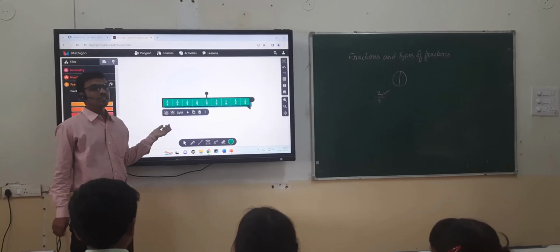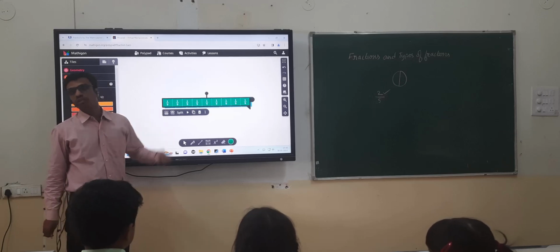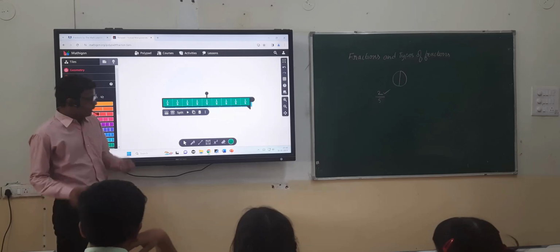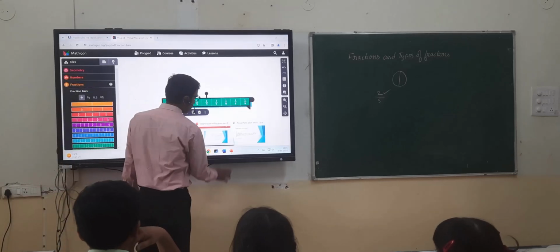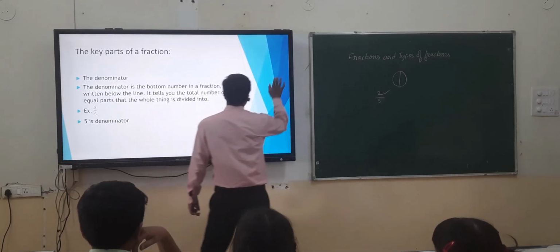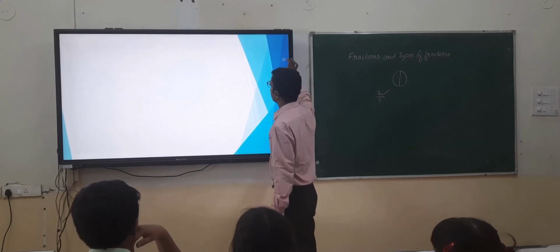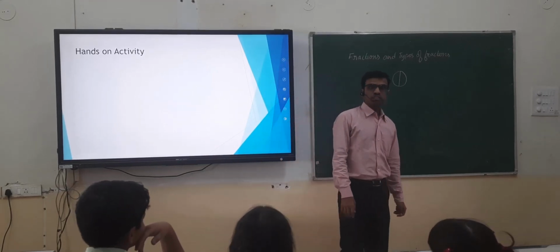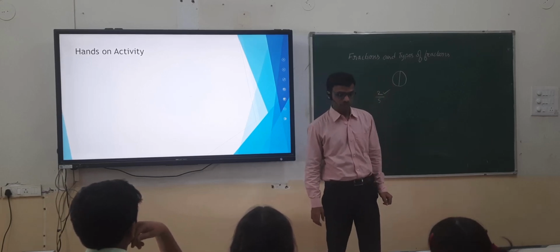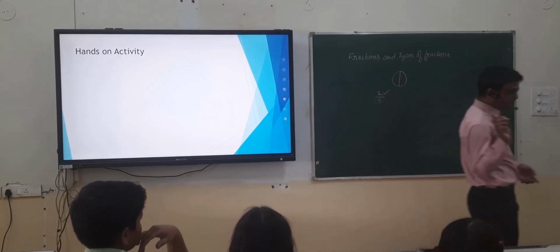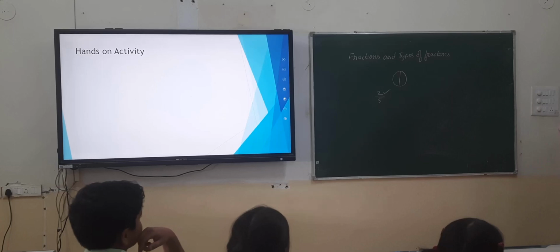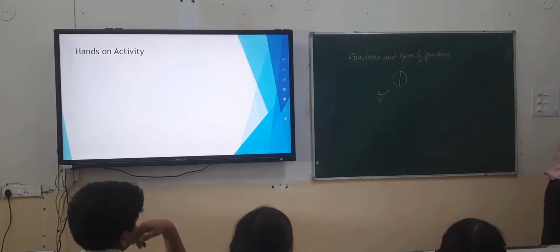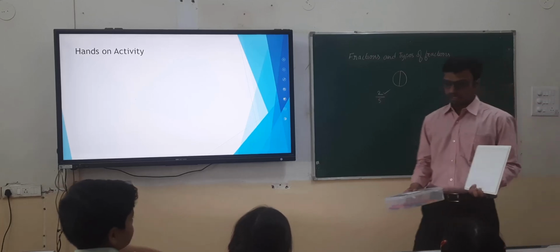So because of that, each whole is divided into how many equal parts will be decided by what? Denominator. How many parts we select will be decided by what? Numerator. Based on this numerator and denominator, we will see the types of fractions. Before going to types of fractions, we'll do one hands-on activity. This hands-on activity is also the same as this one, and we'll learn how we can represent fractions with the help of these rectangles.